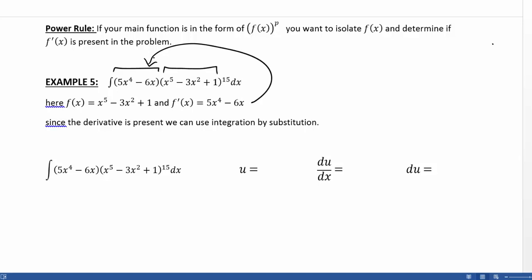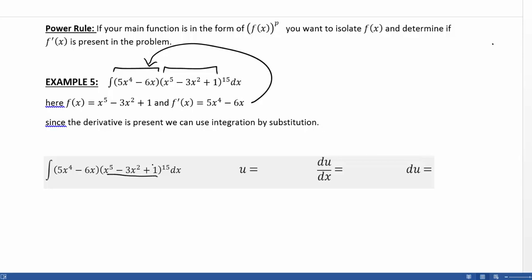So again, remember, when I do integration by substitution, I'm undoing the chain rule. So I need to think about what the original inside function was. Remember, the original inside function is the function that has appeared and is now being raised to a power. So when we do our substitution, we want to pick our u to be the inside function, which again is the function raised to the power.